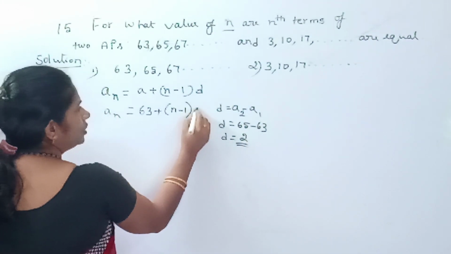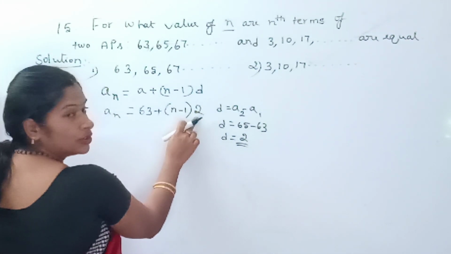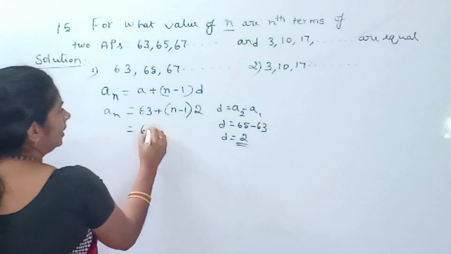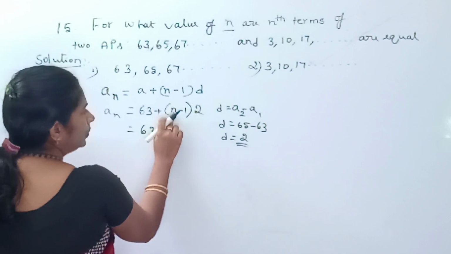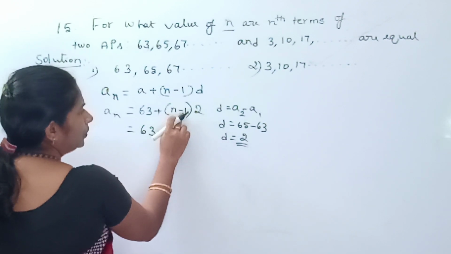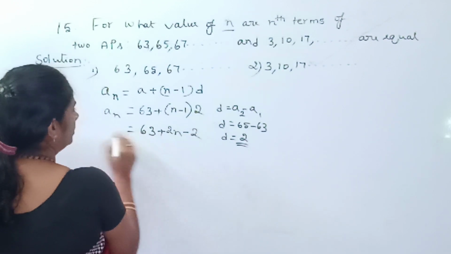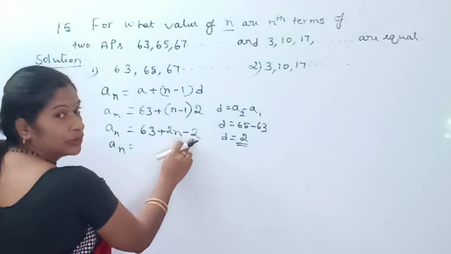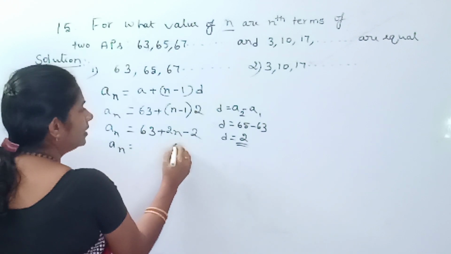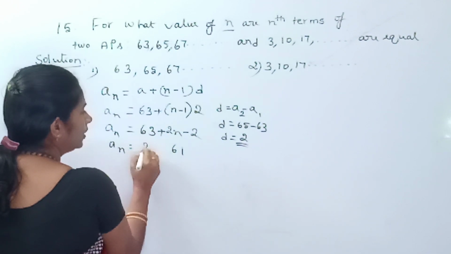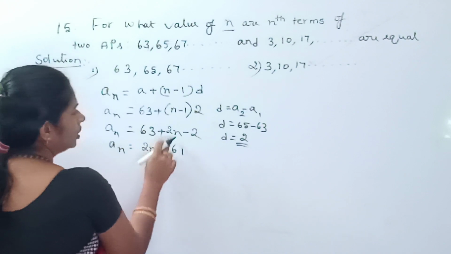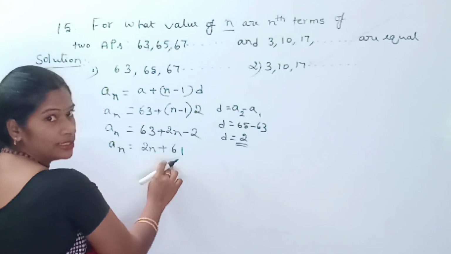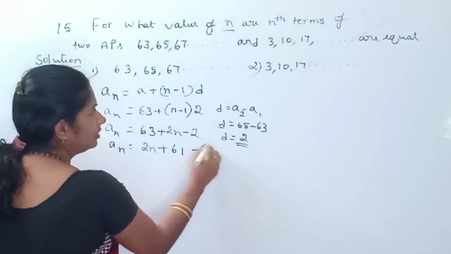So let us substitute D value as 2. So now 63 plus 2 into n, 2n, 2 into minus 1, it is minus 2. So an value is 63 minus 2, it is 61. Let me write 2n first. 2n plus 61. An value is how much? 2n plus 61. You call that equation 1.